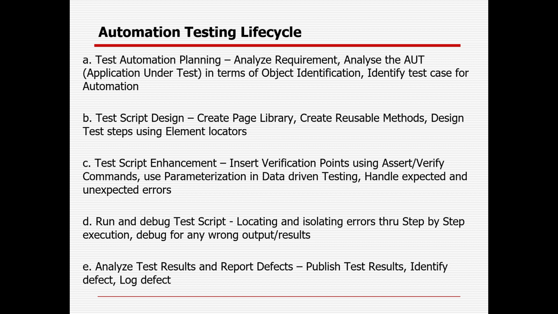Then you need to enhance the script once the script is ready. Because your automation objective is not only end to end navigation, you also need to validate and assert things. So you need to add verification points or assertions. You need to parameterize, so the same thing can be done with a different number of combinations. You need to handle expected and unexpected errors. Then your script is ready.